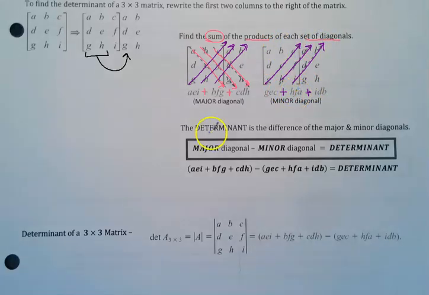Now then, the determinant is the difference still, just like we did on the 2 by 2, of the major and minor diagonals. So I'm going to take the sum I get from my major diagonal, AEI plus BFG plus CDH, and I'm going to subtract the sum that I got for the minor diagonal, and that will give me my determinant. It's always the major minus the minor diagonal to get the determinant.